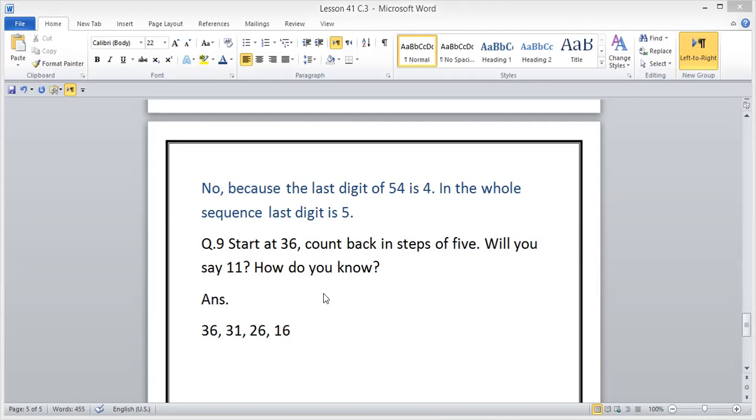All right, guys, let's come to the solution. From 36, you have to count back in steps of 5. So 36 minus 5 is equal to 31. 31 minus 5, 26, then 21, then 16. So after 16, it will be 11. You can see in the pattern, this is 11. So you will say yes.